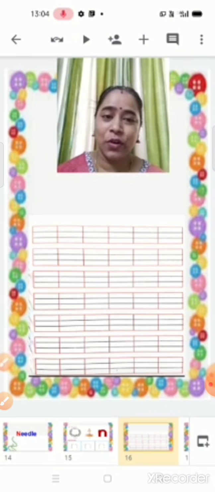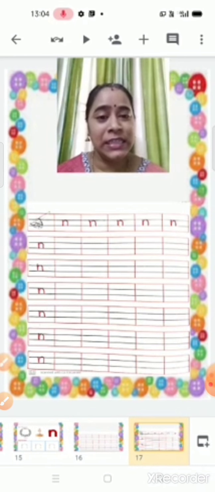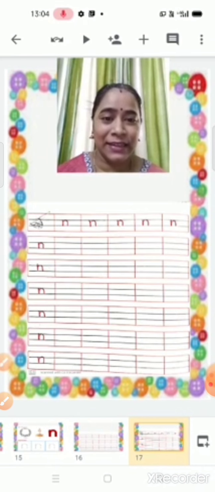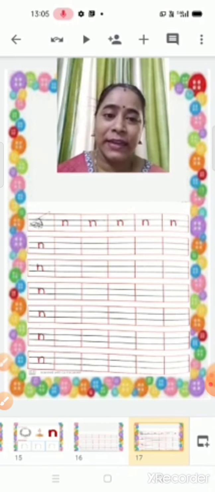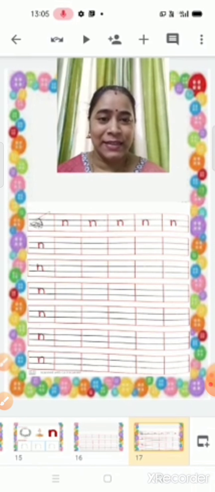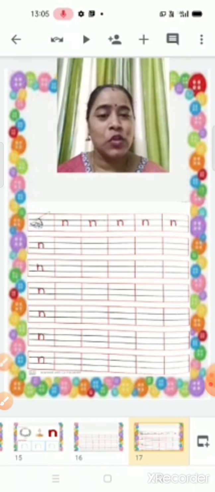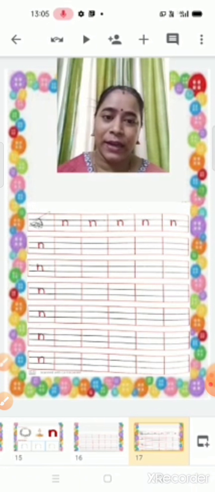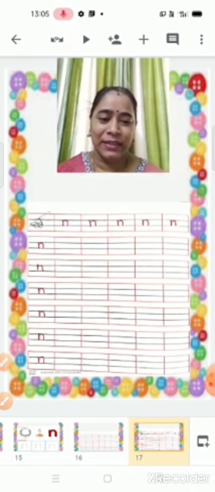Children, this is your red and blue line English notebook. Here, teacher has written letter N. And teacher has taught you how to write in red and blue line. So, here you are going to touch only blue line. So, this way you have to write letter N in your English notebook. Okay, children? All of you understood? Yes.